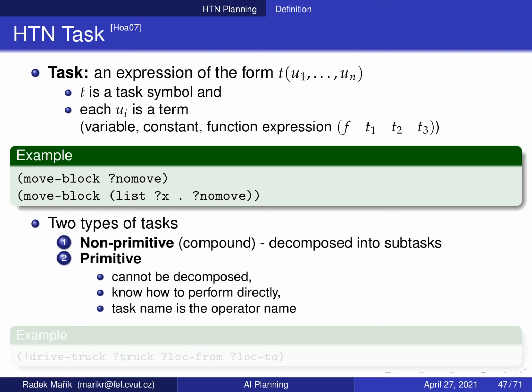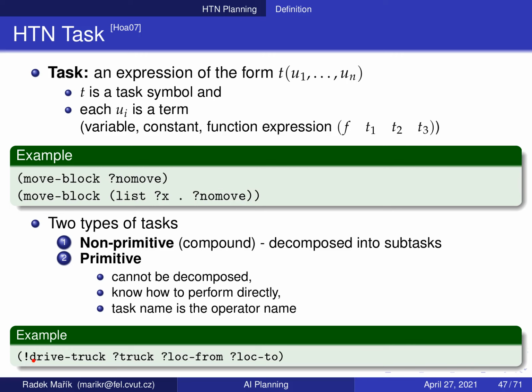You have two types of tasks. One of them is the non-primitive, compound task. This is the task that can be decomposed into subtasks. And the primitive one, which cannot be decomposed, and you know how to perform that task directly. In fact, the task name reflects the operator name. For example, you know how to drive the truck from location one to location two.